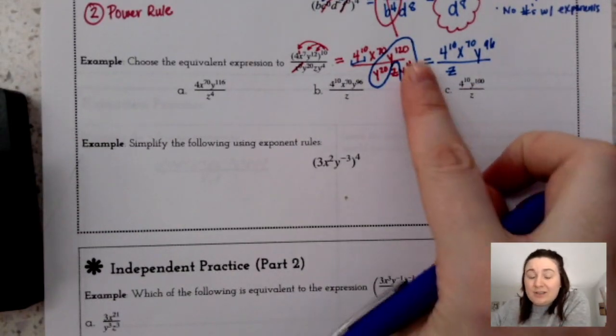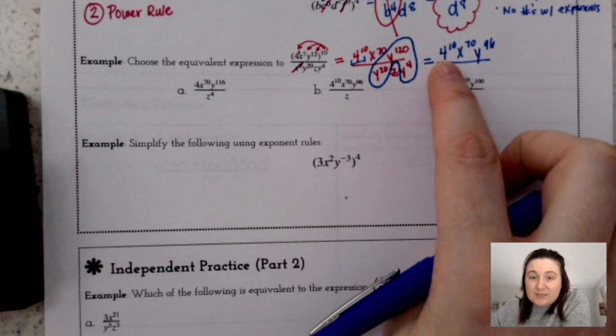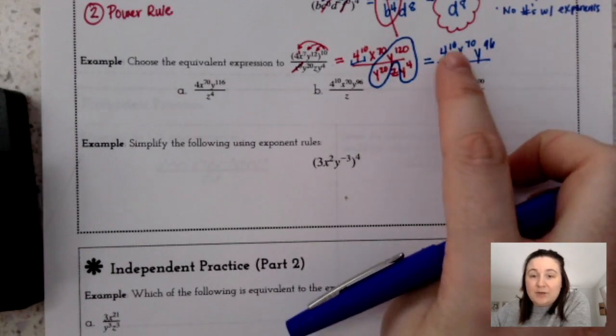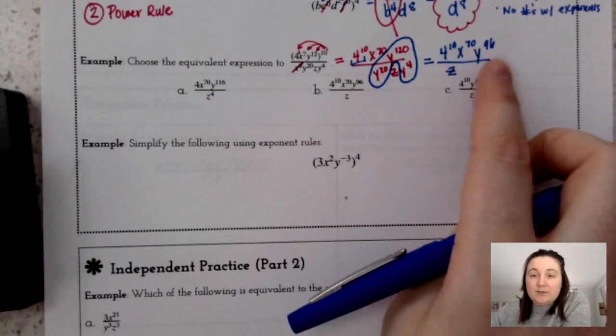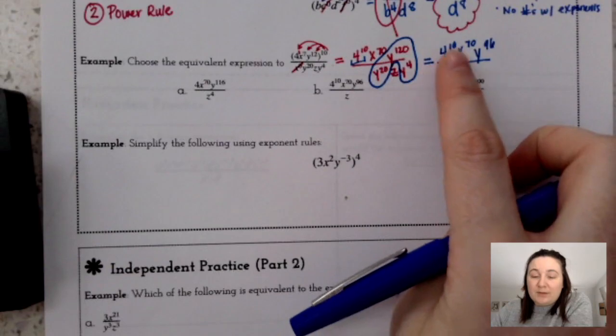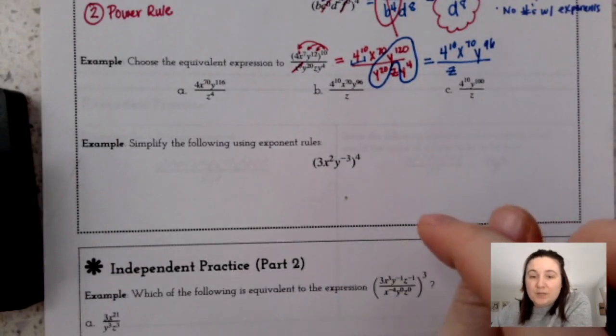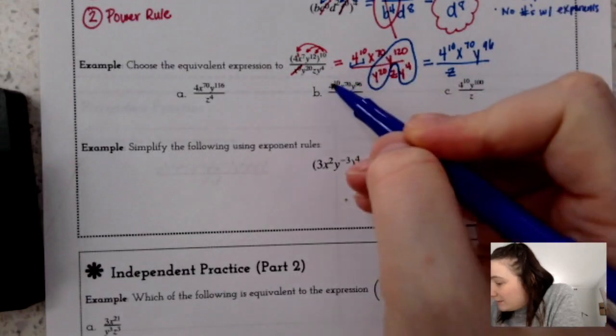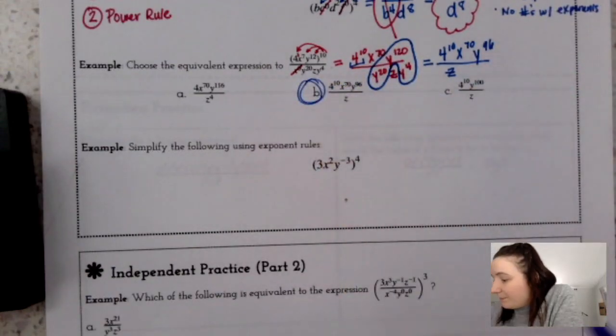And now I actually think that I'm done. So I have 4 to the 10th, x to the 70th, y to the 96th over z. I don't have any negative exponents. I don't have duplicate variables. And I do have 4 to the 10th, but remember that was a number too big to write down. So I can look to see which one matches, and that is my b value.